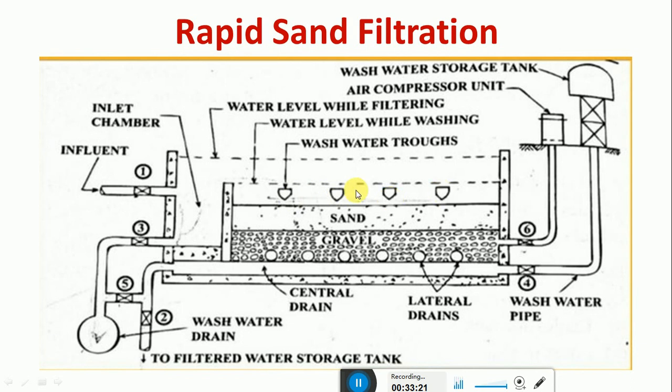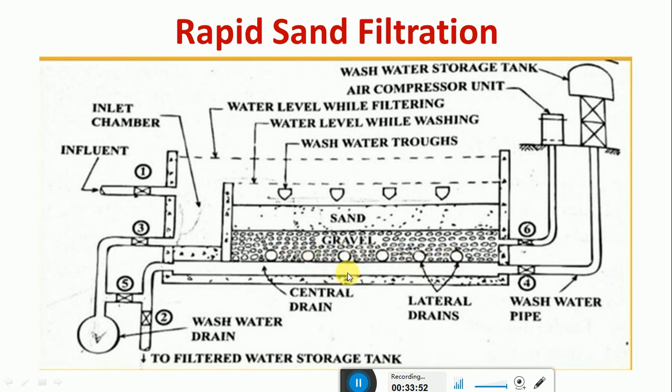Okay, which are made up of masonry or concrete, which we have discussed during the parts of this rapid sand filter. So these are the wash water troughs, and this is the inlet chamber, and this is the level of the water. So water will be standing above the layer of sand, and it will be constantly getting filtered, and when it passes through the layer of sand and gravel, there is the under drainage system through which the filtered water is collected, and this under drainage system consists of again a central drain.